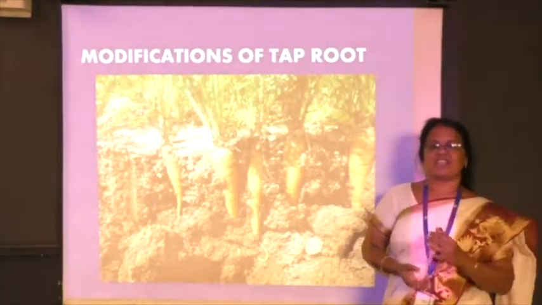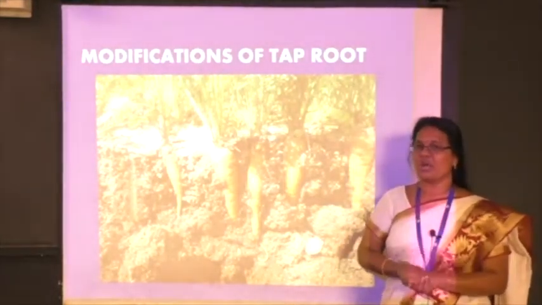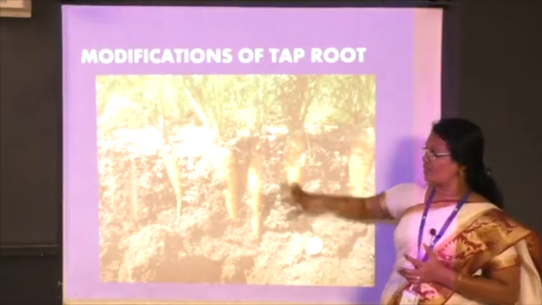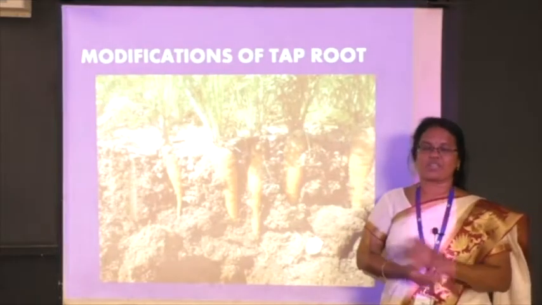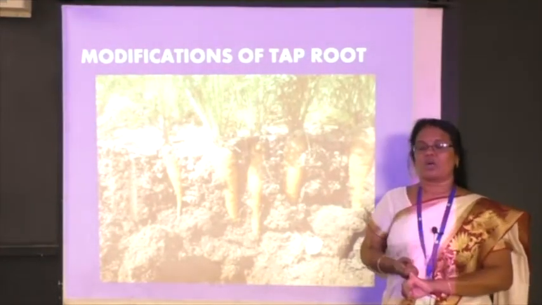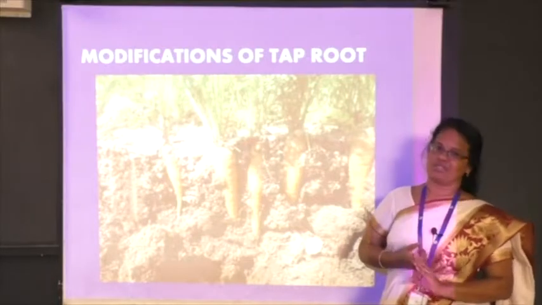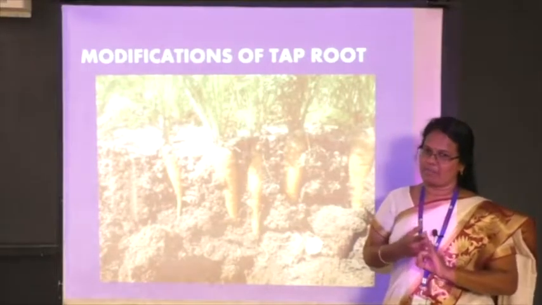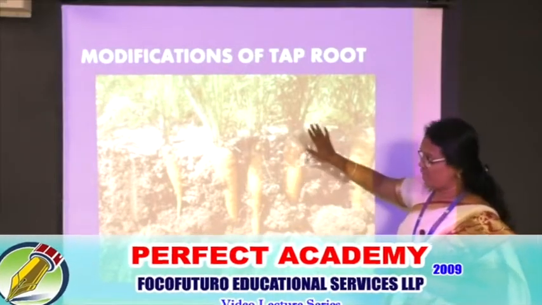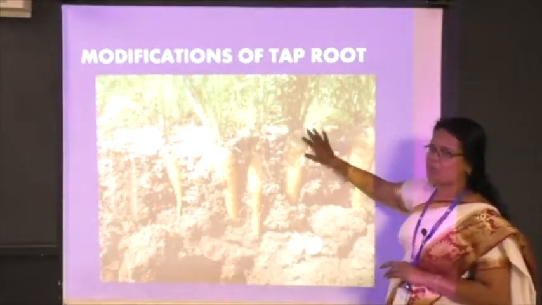We already studied the different types of root based on the origin, that is taproot, fibrous root and adventitious root. This is a modification of a taproot. Taproot is further modified into three types. The first one is conical, napiform and fusiform. This is an example for conical root.